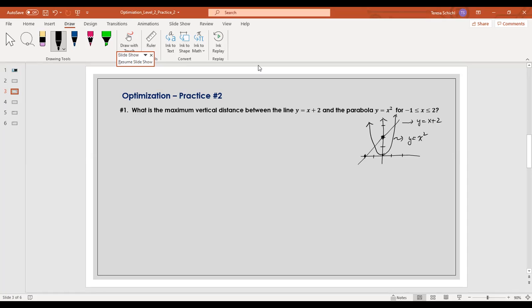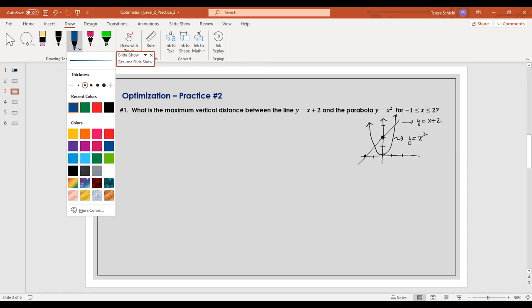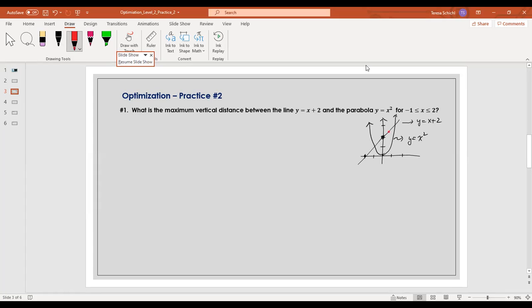I want to find the vertical distance between these two, specifically the maximum. That means from here to here. So the vertical distance is this distance, and what I want to do is find the maximum value of this vertical distance. Now let's start like we did before.